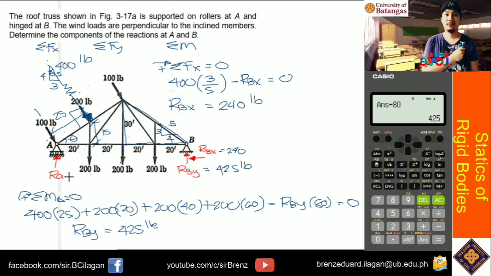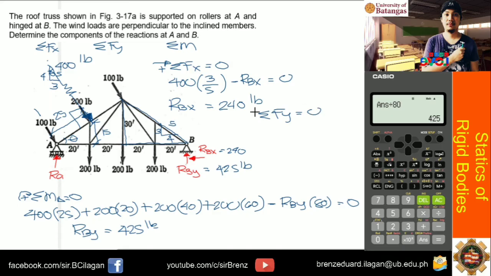And then for RA, so either mag-moment ka kay B para makuha mo si RA. But as you can see here, medyo complicated lang ng kaunti kasi kailangan mong hanapin yung x and y component niya, and then i-moment mo pa siya individually. Or ang pwede mong gawin, kagaya ng ginawa natin sa previous problem, mag-summation na lang tayo ng forces y, kasi pwede pa natin gamitin to. Ano? Kasi, sa summation lang tayo ng forces y, kunin natin yung y component itong 400, then i-add natin itong mga to, and then i-subtract natin siya sa RBY para makuha. Anyway, pakita na lang natin.